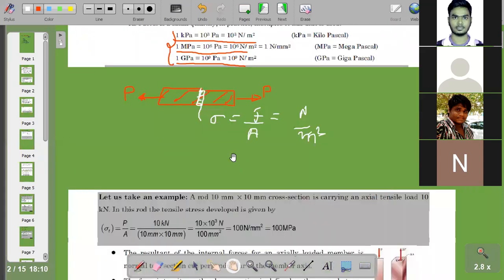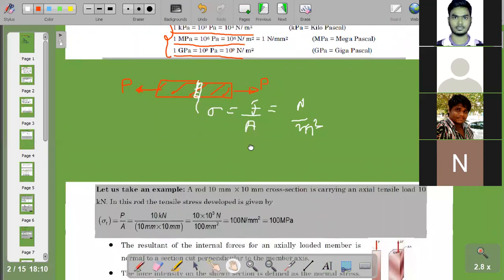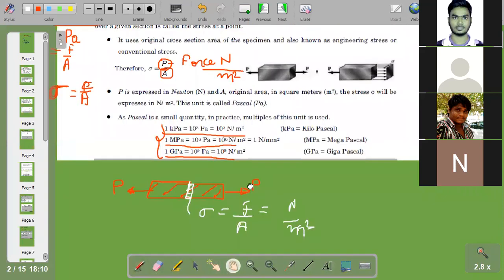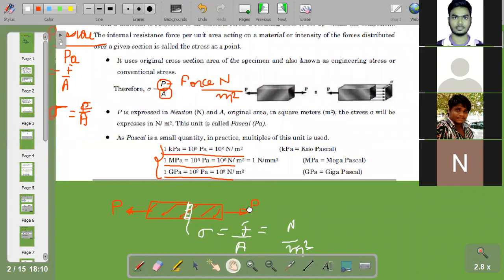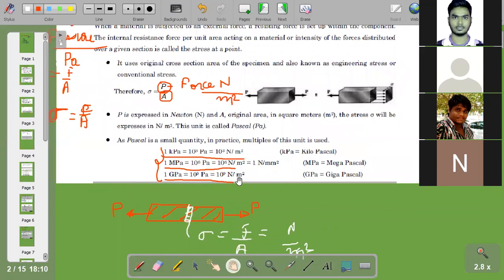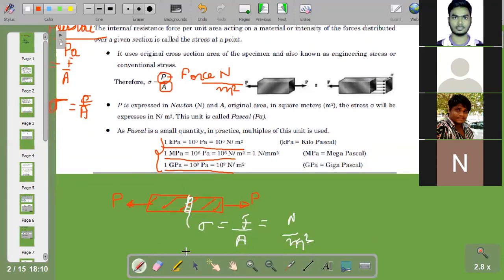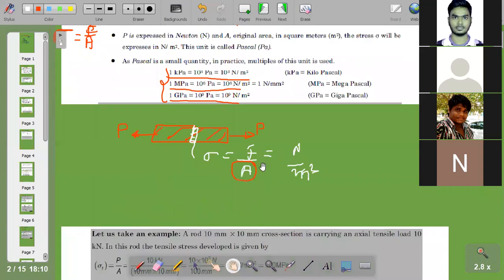What is area? ठीक है सर. अच्छा ठीक है. What is area here? Area is the cross sectional area. Means cross sectional area, this area. ठीक है? Understand? This is the area, the cross sectional area.